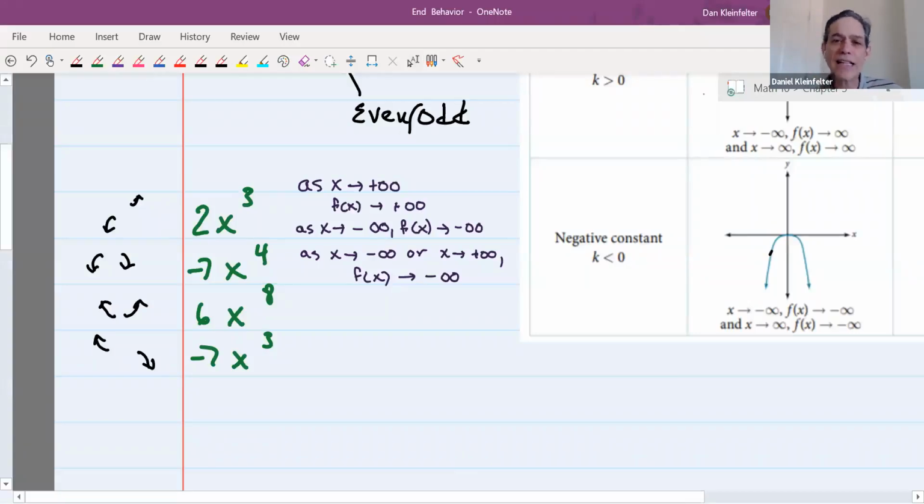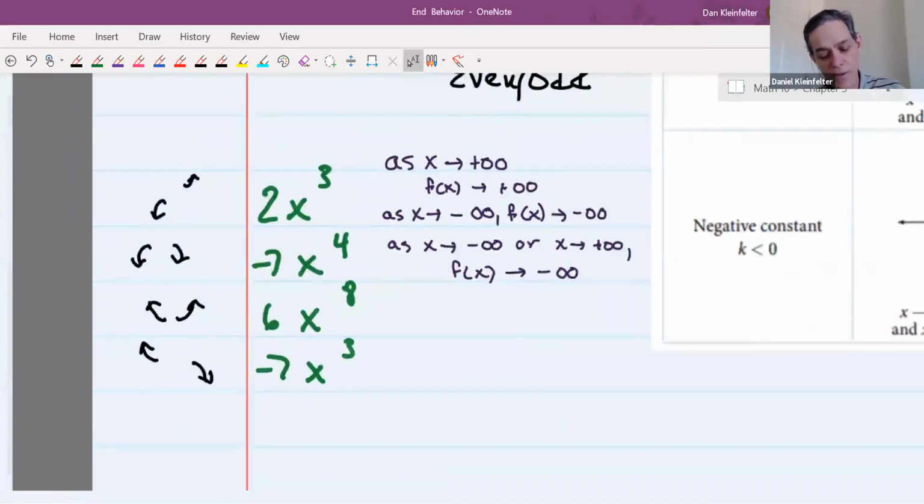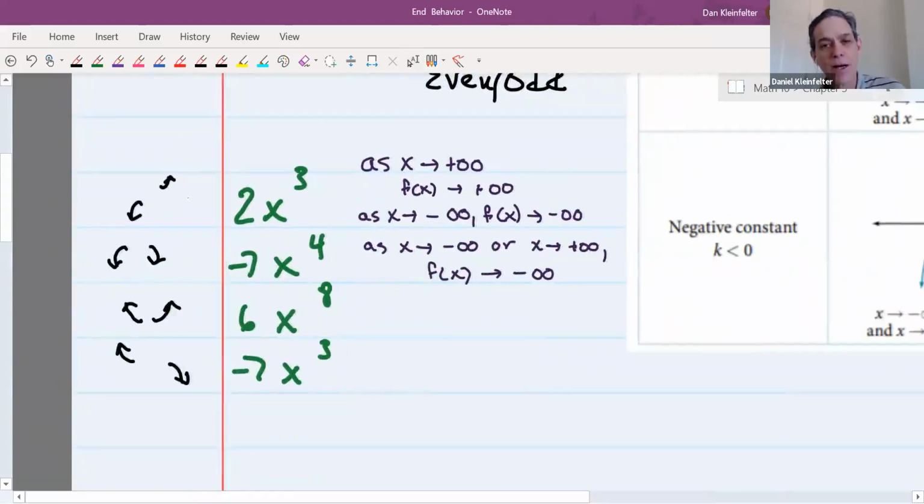All right, so I've added the arrow notation for the first two. As x approaches positive infinity, the f of x will approach positive infinity also for the first function. As x approaches negative infinity, the f of x will approach negative infinity also for that first function. For the second one, negative 7x to the fourth power, we have both ends doing the same thing, going down. So as x approaches negative infinity or positive infinity, the f of x's approach negative infinity.